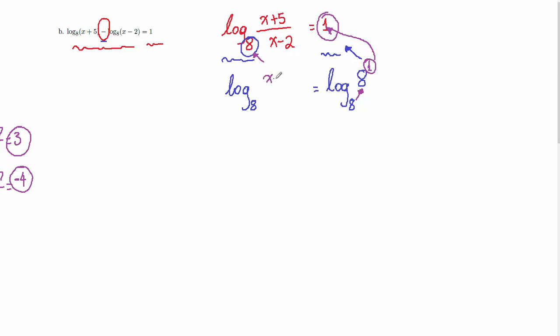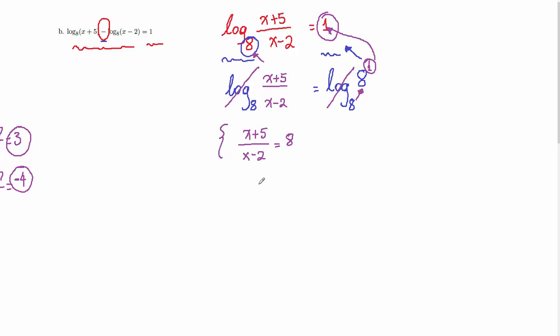And now on the left side, I keep the fraction as it is, and I have x minus 2 right here. And now that I have logs on both sides of the equation, and these logs have the same base, this means that since these two are equal, then the arguments of those logs will be equal. So I can drop the logs. And what I end up having is x plus 5 divided by x minus 2 is equal to 8 to the first, that is 8.